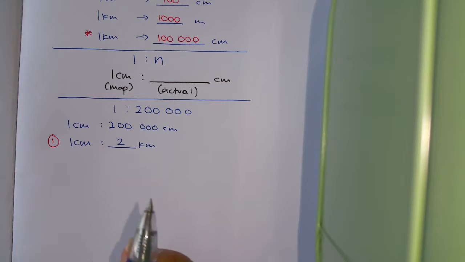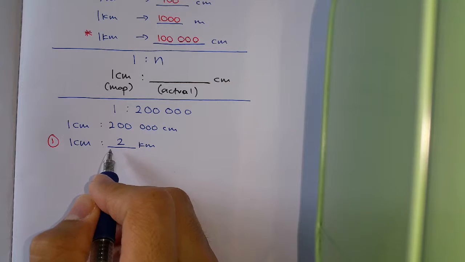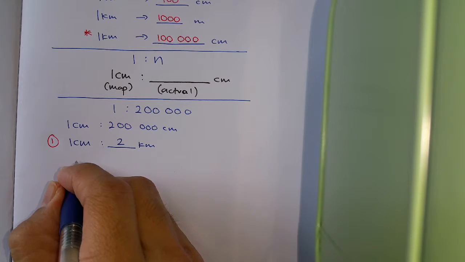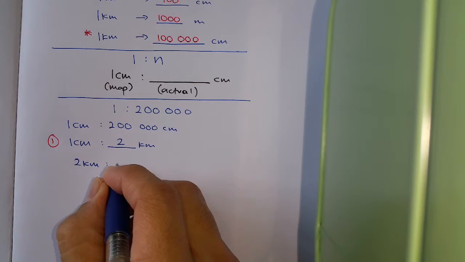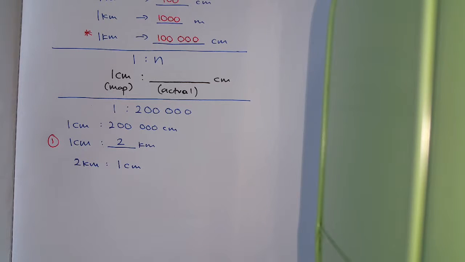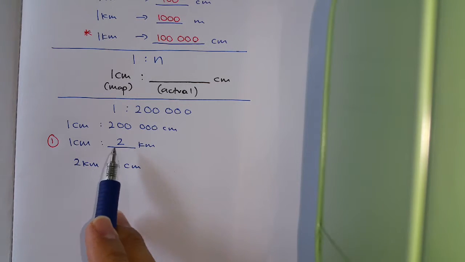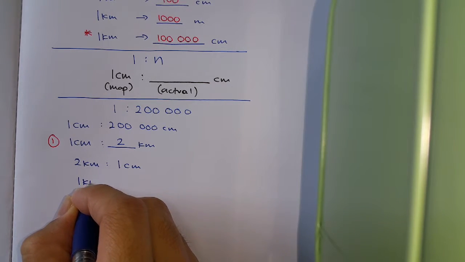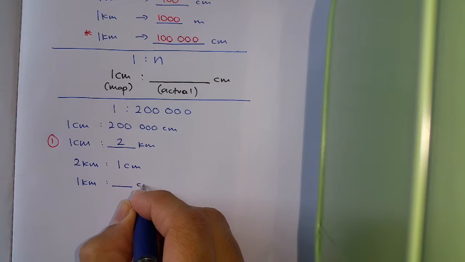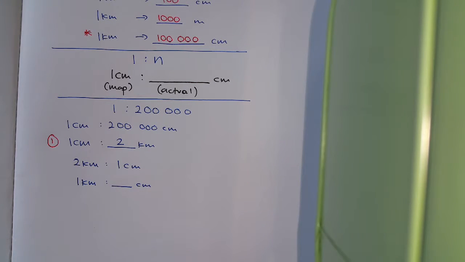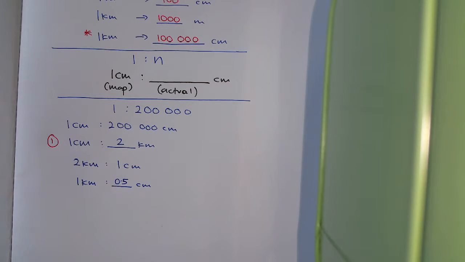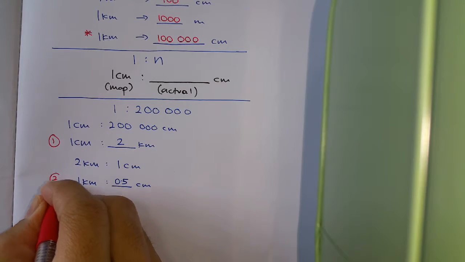Your second scale is obtained from this working, but we are now going to turn this scale around, which means 2 kilometers is now 1 centimeter. From this scale, we are just going to flip. 2 kilometers is 1 centimeter. Let us find out what 1 kilometer is equivalent to in centimeters. If you do your calculation, 1 kilometer is equal to 0.5 cm. So this is your scale number 2.